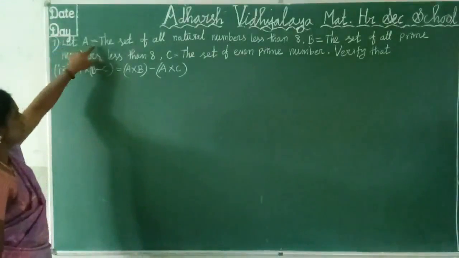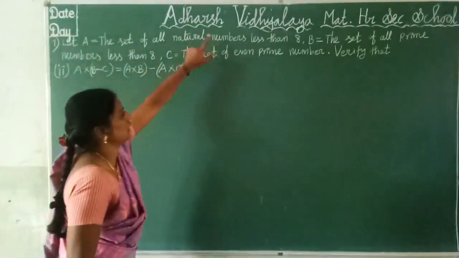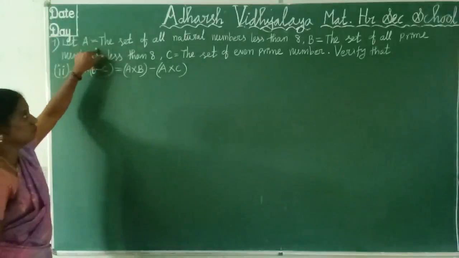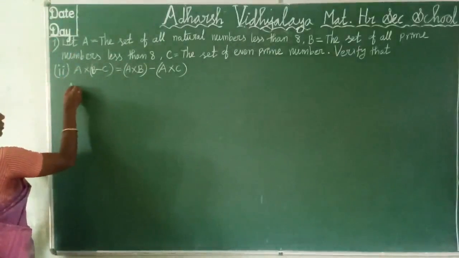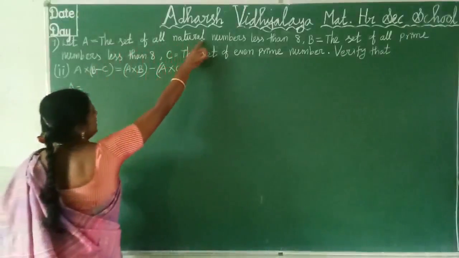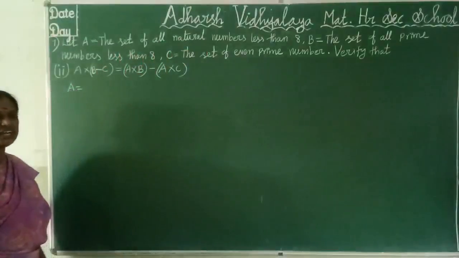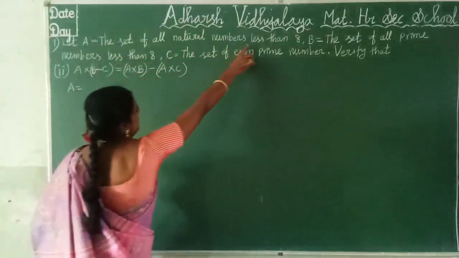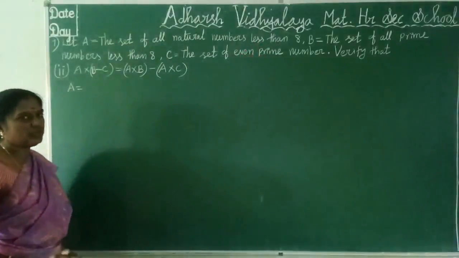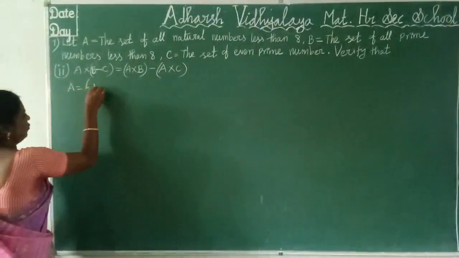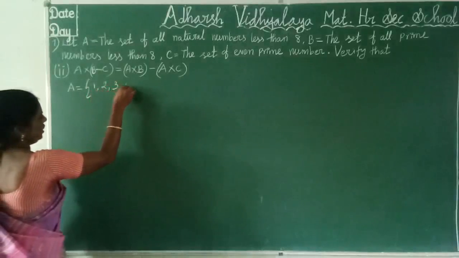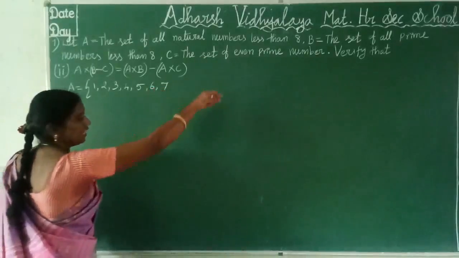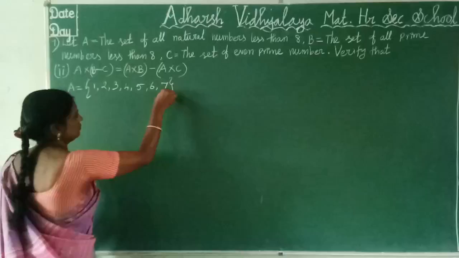Here A is equal to the set of all natural numbers less than 8. That is a descriptive form. We want to convert it into roster form. So A is all natural numbers. Natural numbers start from 1. So here the set of all natural numbers less than 8. Less than 8 means below 8. So what are the numbers? 1, 2, 3, 4, 5, 6, 7. Less than 8 only. So up to 7.